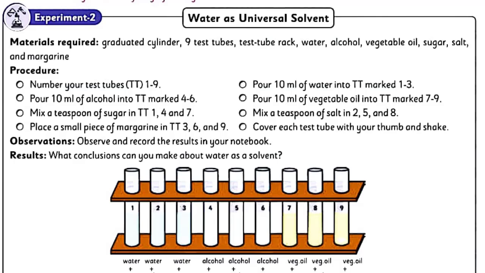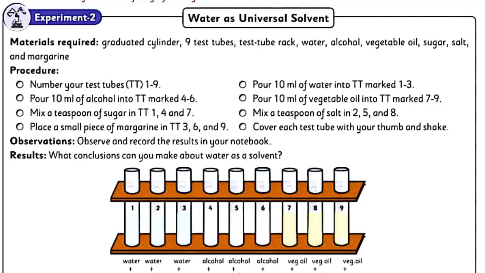Procedure. Number your test tubes 1 to 9. Pour 10 milliliters of alcohol into test tubes marked 4, 5, 6. Mix a teaspoon of sugar in test tubes 1, 4, and 7. Place a small piece of margarine in test tubes 3, 6, and 9.